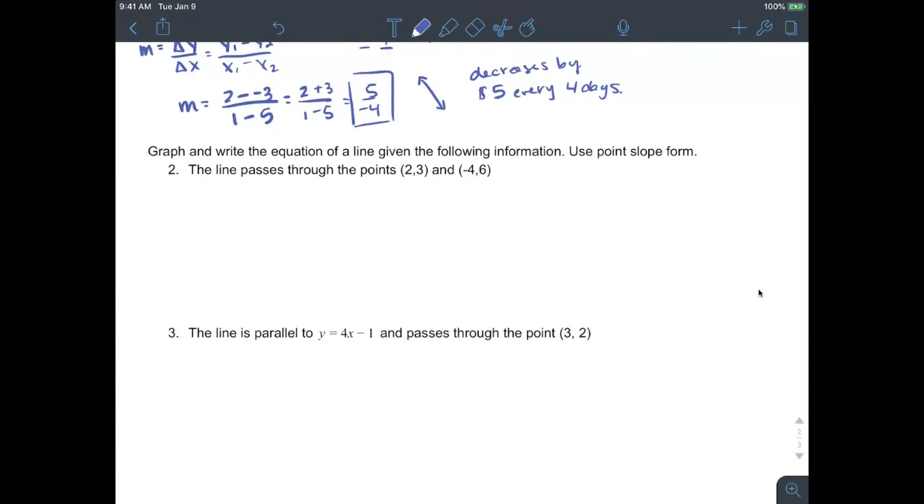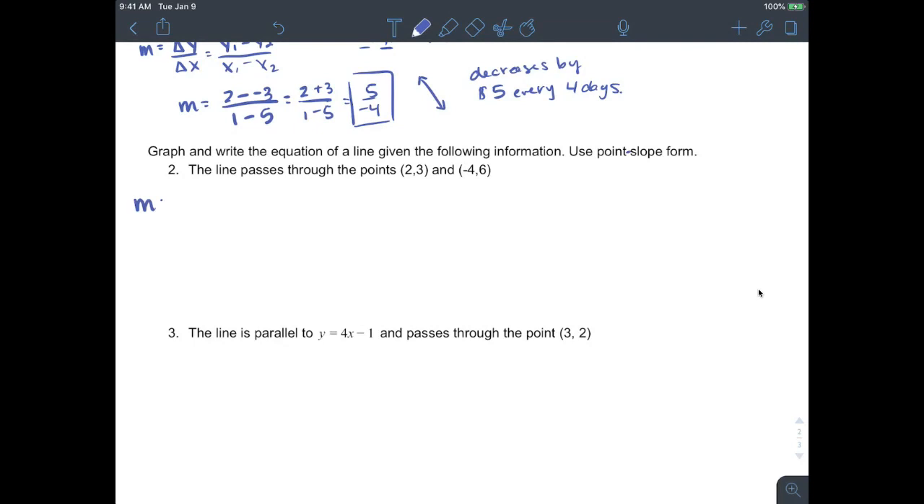Graph and write the equation of the line given the following information. We're going to use point slope. The line passes through the points (2, 3) and (-4, 6). In order to use point slope, I need a point and a slope. And it looks like I have 2 points and no slope.